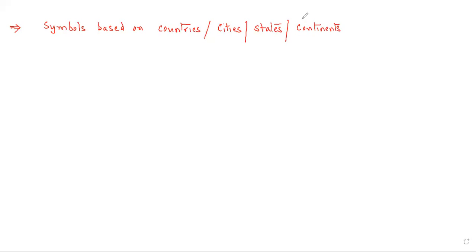See, symbols for some elements were given considering the name of the country or the name of the city, the names of states, or the names of continents also. Let me give you some examples.